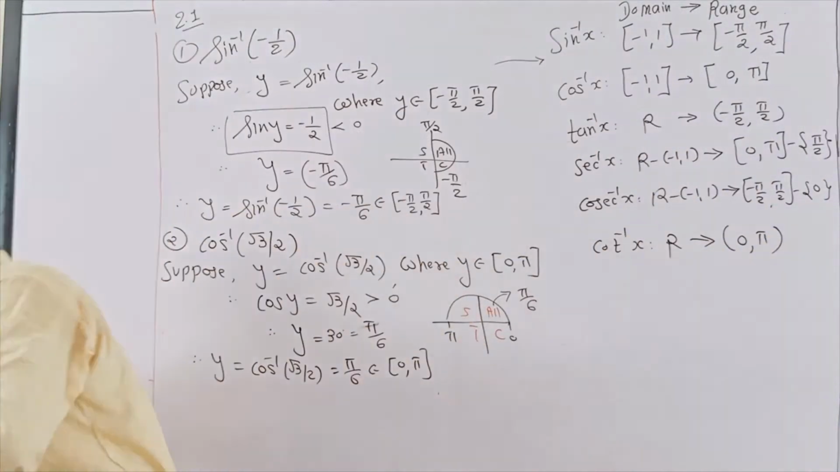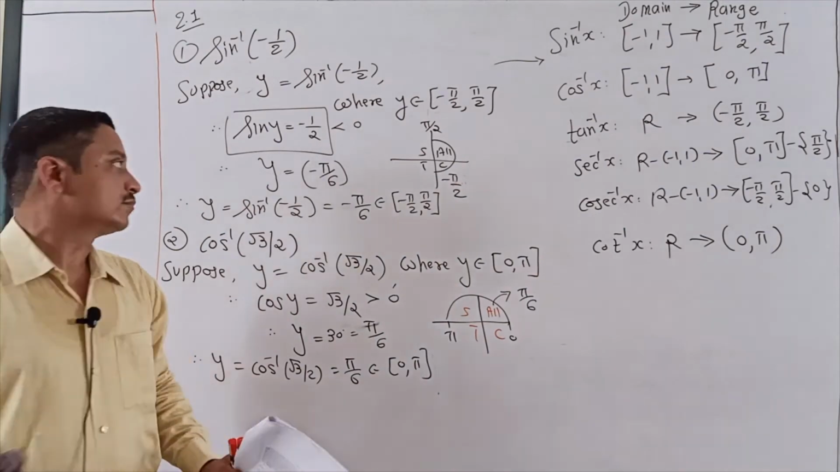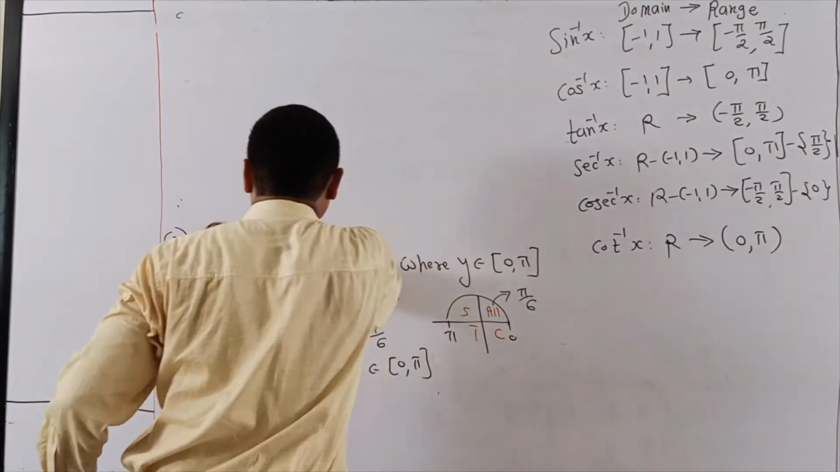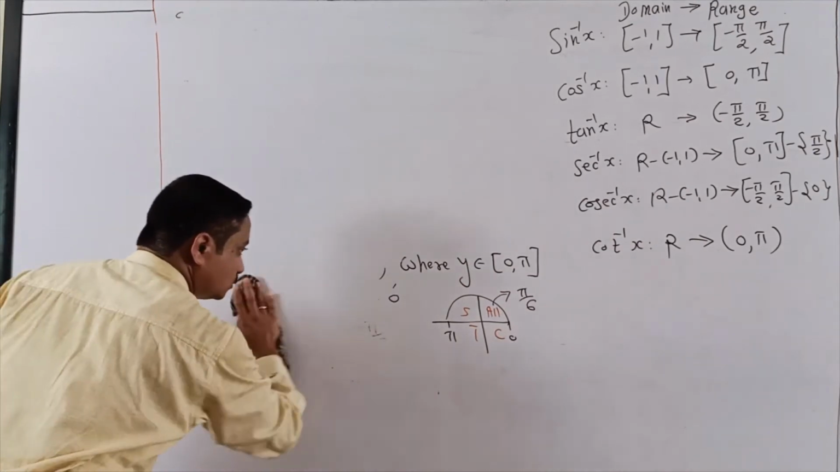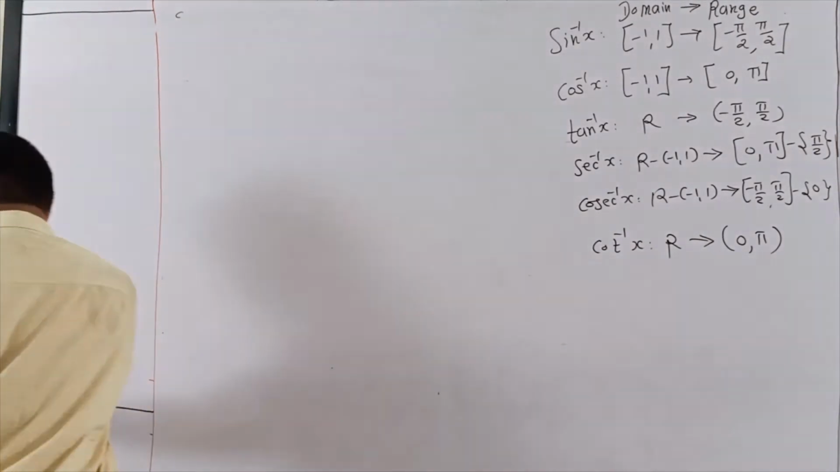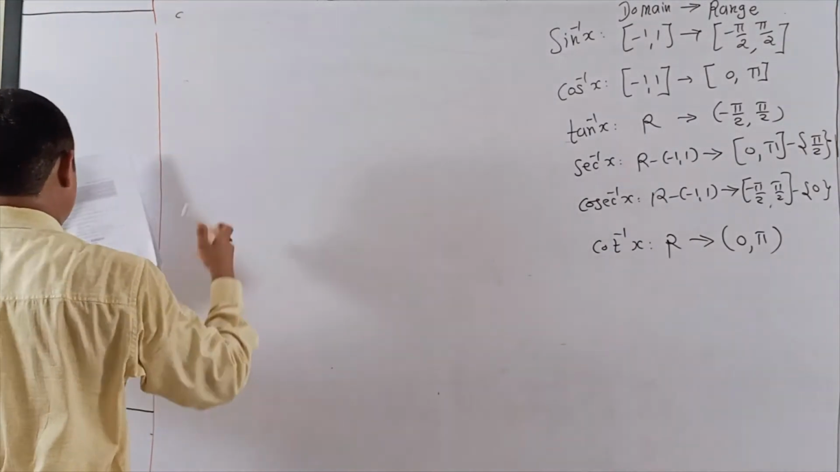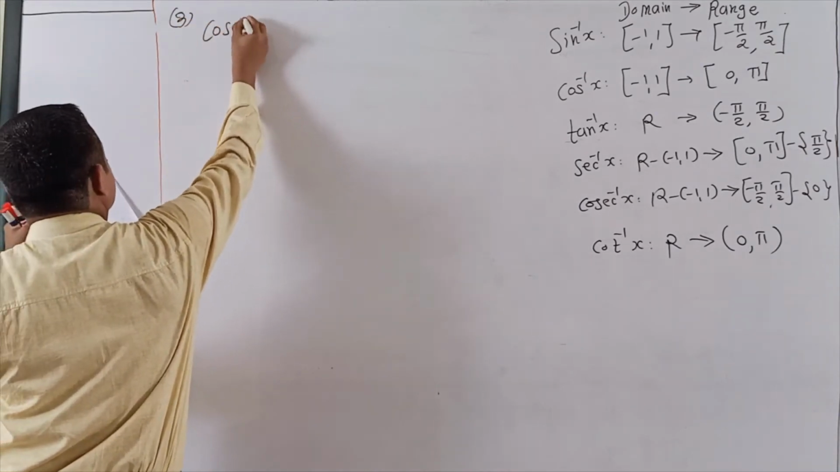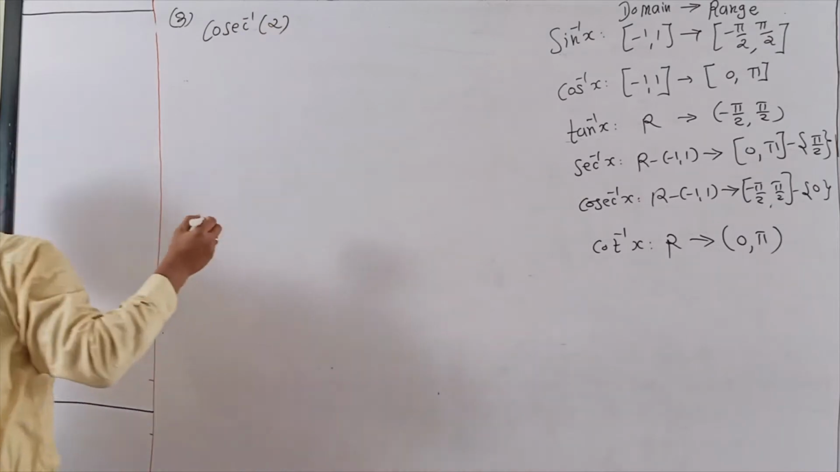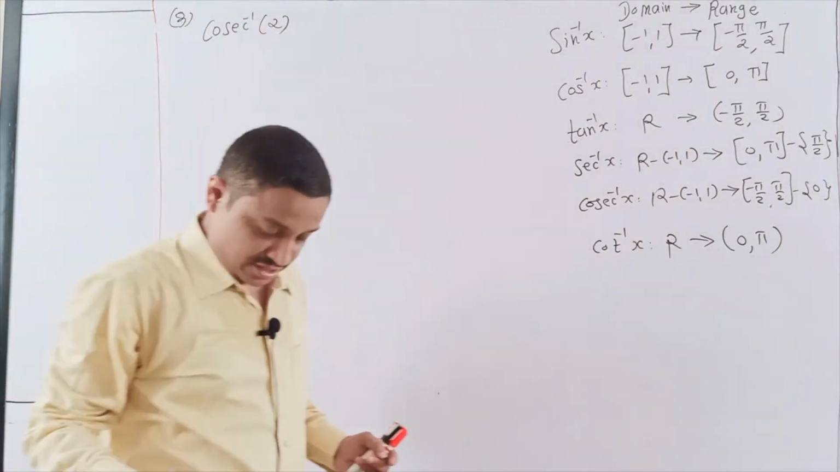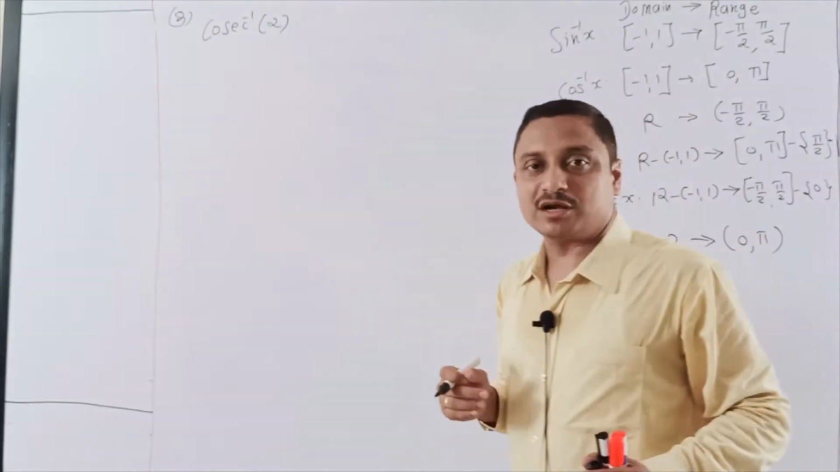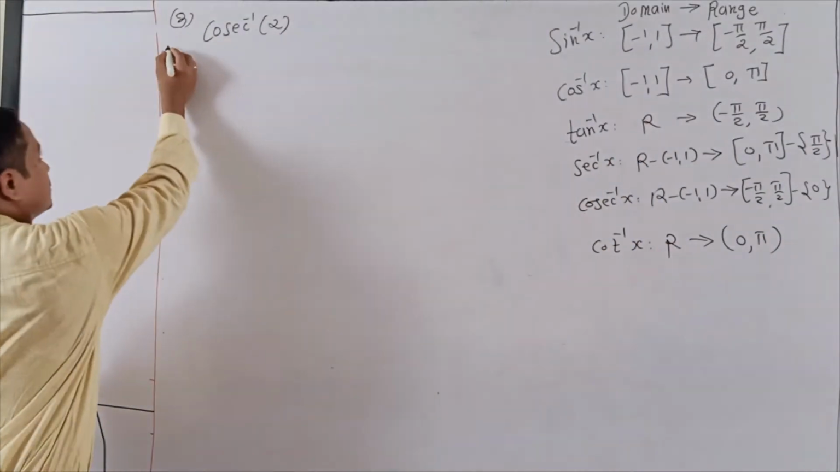Continue and move ahead. Question number 3. In the third one, cosec 2. You know that, students, when is cosec 2? Yes, it is 30, pi by 6. So your direct answer is covered here. But I go method wise.